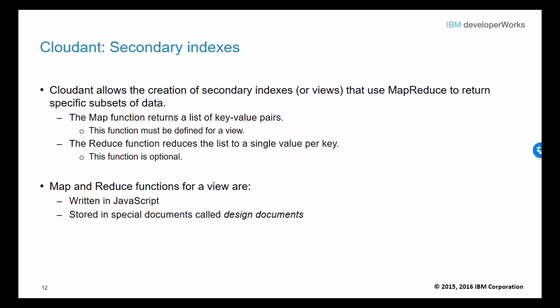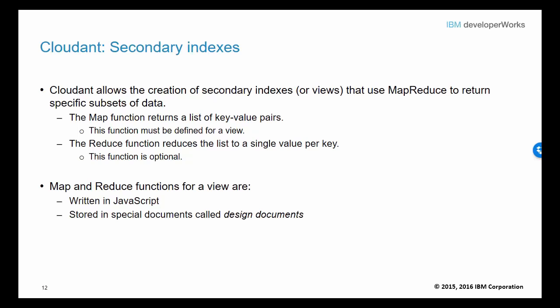Now let's look at secondary indexes. As we mentioned earlier, these allow you to do more sophisticated queries. In Cloudant, secondary indexes are developed using MapReduce, as I'd mentioned, and they allow you to return specific subsets of data that you define in the index code itself. You have to provide a map function which returns a list of key value pairs. You must have a map function for any secondary index.